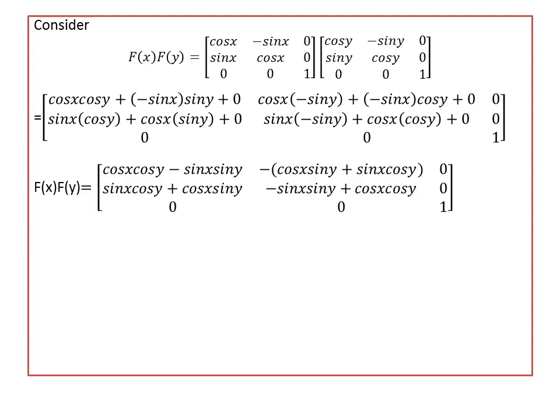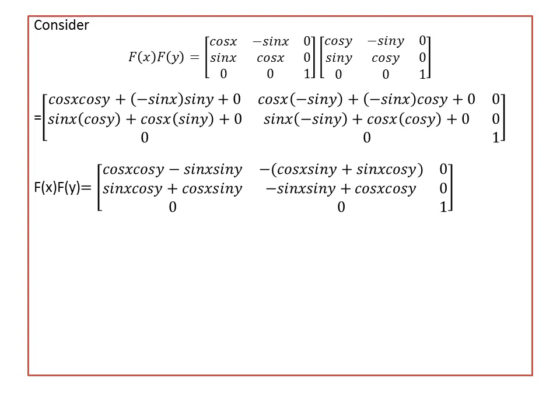As a result, we will get f of x into f of y as cos x cos y minus sin x sin y, minus of cos x sin y plus sin x cos y, 0, sin x cos y plus cos x sin y, minus sin x sin y plus cos x cos y, 0, 0, 0, 1.